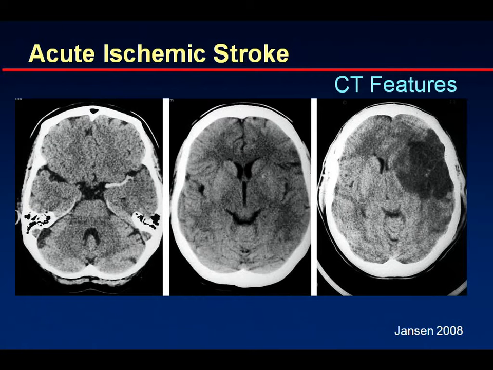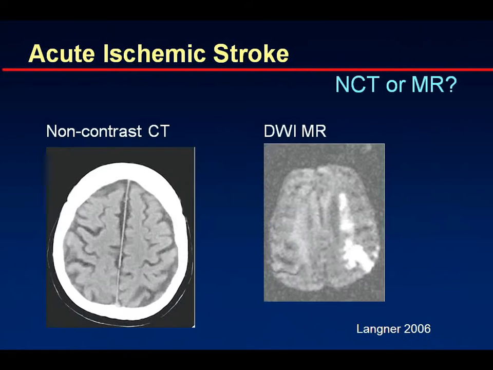What helps, however, if you turn down the window really dramatically to a very, very narrow window setting, that helps you identify these early changes. And then if there's already a manifest infarct, you just see this large hypodense area. Now, non-contrast CT or MR, there the answer is very simple. If you have this choice, MR is the way to go.